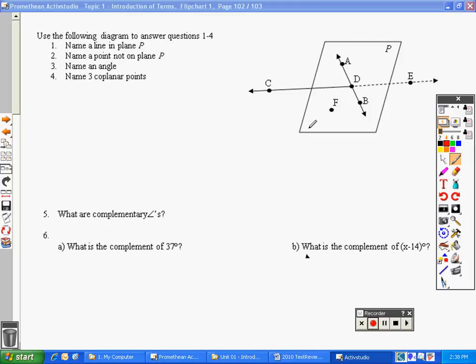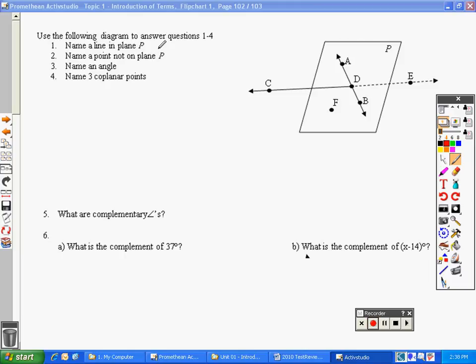Okay, name a line that is in plane P. If it's in plane P, all of the points on that line have to be in plane P as well. And here's plane P, this quadrilateral. So it looks to me like I see two lines. I see C, E, and I see A, B. Only one of these is actually in plane P. Point C and point E are both outside of this box, which means that they are not on the plane. So I have to go with the other line, which I'm going to call line AB.